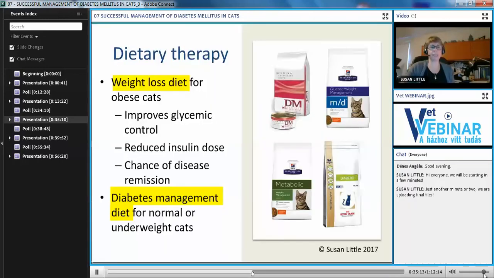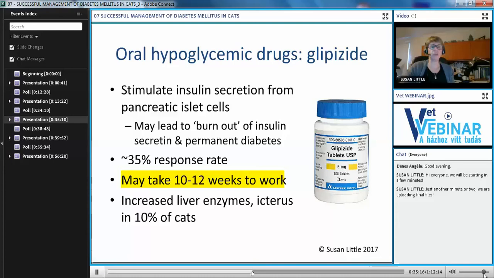The drug that has been researched, I guess, or examined the best is glipizide. This is a human oral hypoglycemic, and it works by stimulating insulin secretion from pancreatic cells. The problem is it may be asking the few remaining pancreatic cells that your patient has to work even harder than they normally would. And so our concern is it may lead to burnout of those remaining functioning beta cells, and then we'll have a patient who can't make any insulin at all, and they're in a permanent diabetic state.